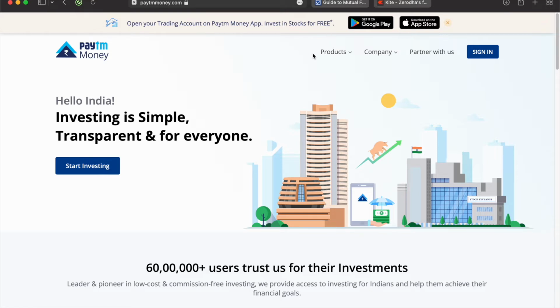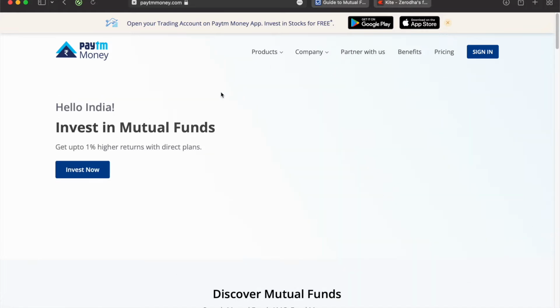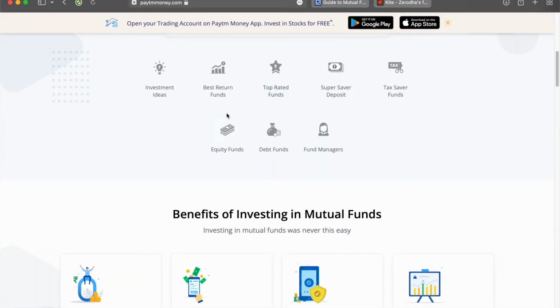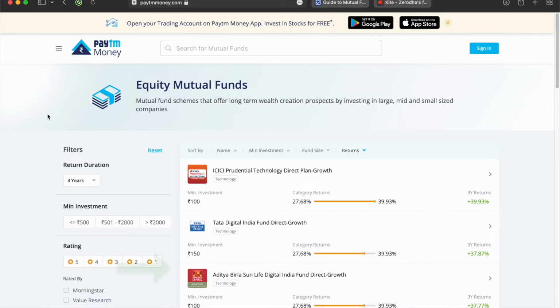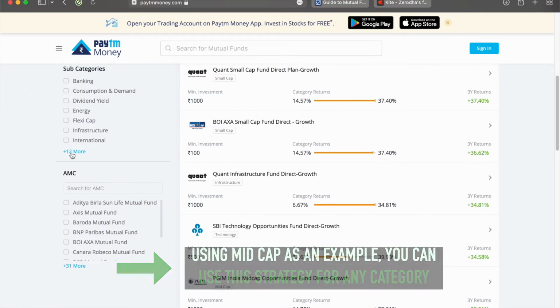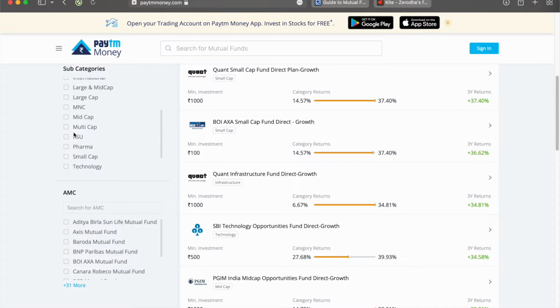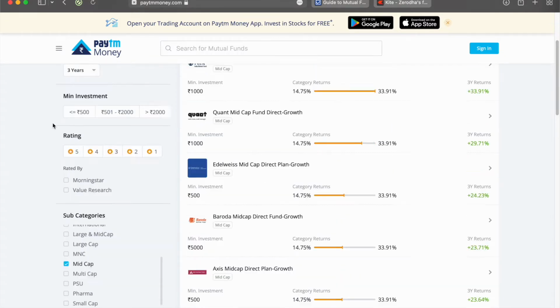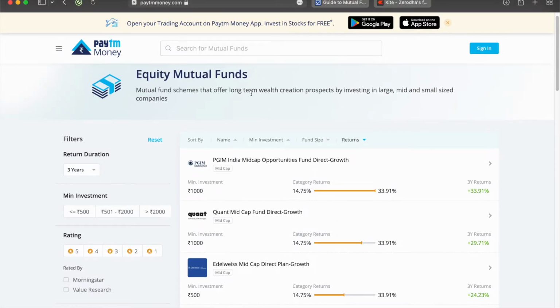Now, after arriving on the website, what you can do is just click on mutual funds right over here. Then scroll down and you will see equity mutual funds right here. Click on equity. Now select mid cap in the subcategories. Now, as I explained to you guys before, if you're investing in mid caps, keep a duration of at least 5 years. So let's change this returns duration to 5 years.